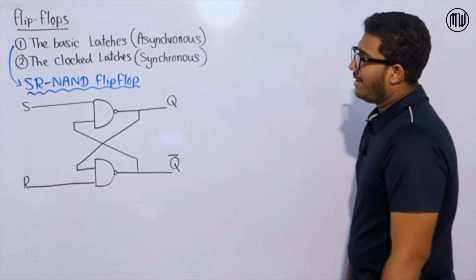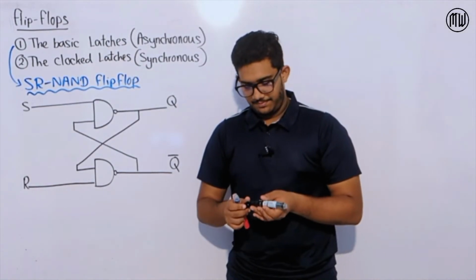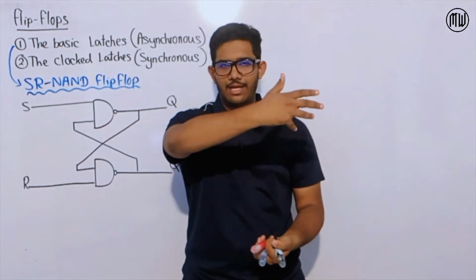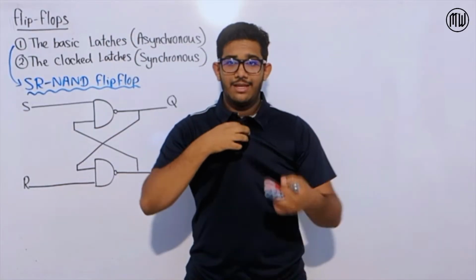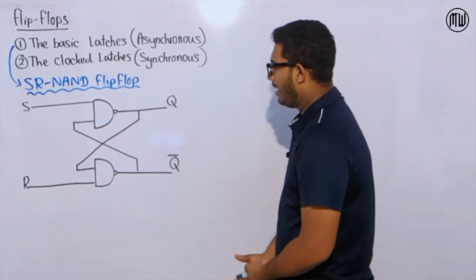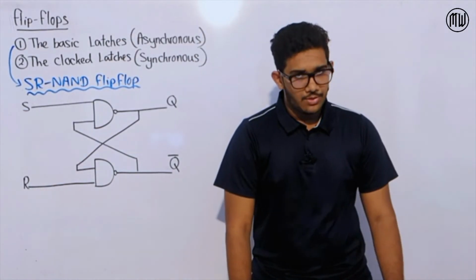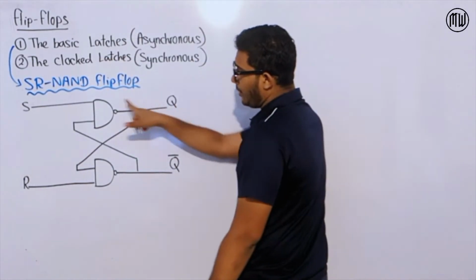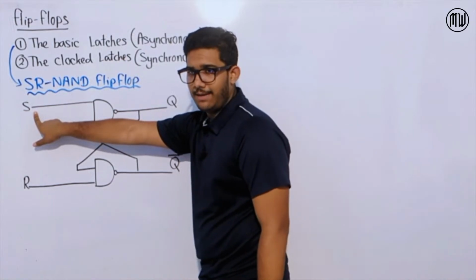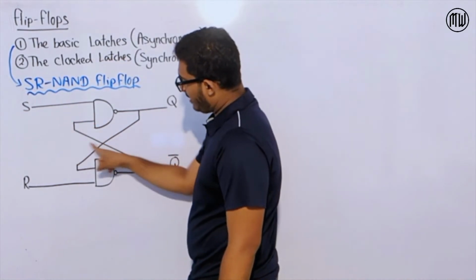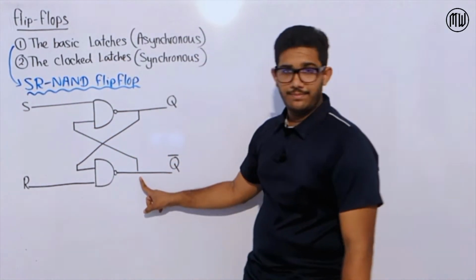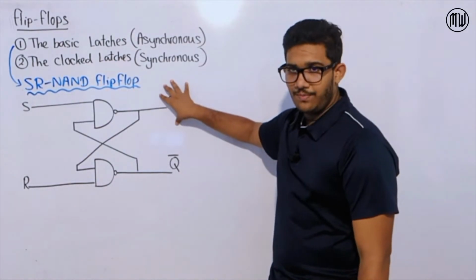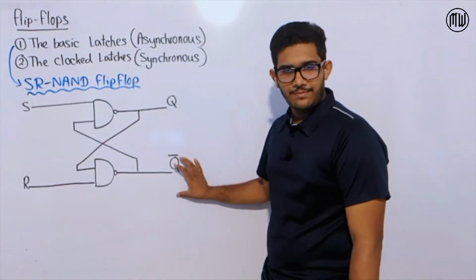Now, it should be pretty easy, right? We take the inputs and we get the outputs. That's all. Here's the tricky part. Imagine you want the answer for Q. You have one of the inputs, and the other input is actually Q bar. Meaning, in order for you to get Q, you need Q bar, right?